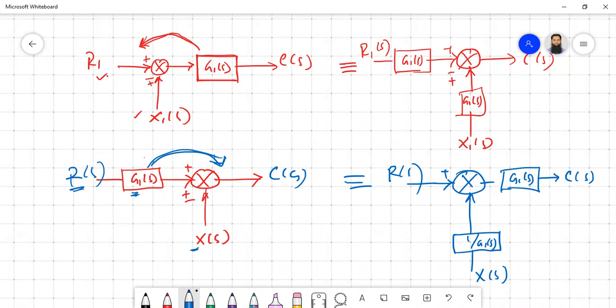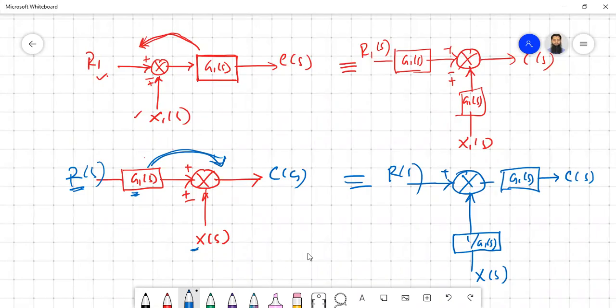So this is how you can move the block either from the output side to the input side, or from the input side to the output side, so that we can bring those familiar forms like cascade, parallel, or feedback, and easily apply those simplifications.